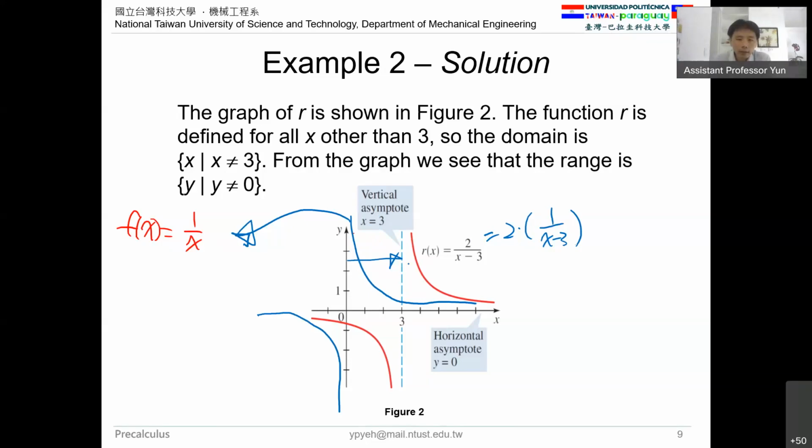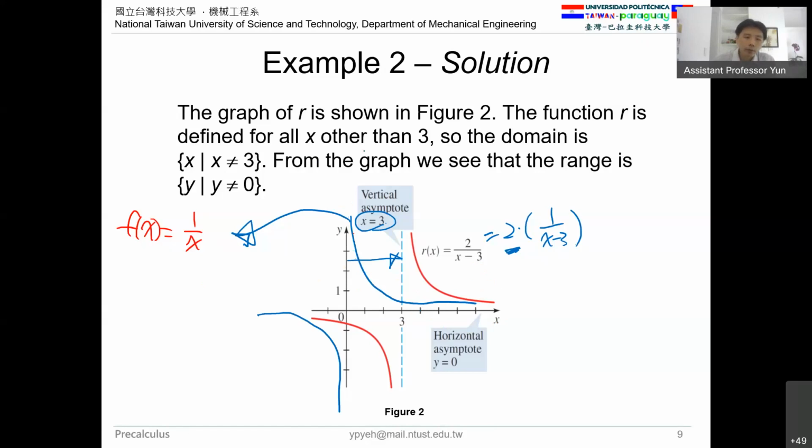So we can see the vertical asymptote will be at x equal to 3. Okay. And then you can see the graph of 1 divided by x minus 3. So it looks similar to this. The graph of the rational function, which is 2 times f of x, 1 divided by x here in this case. So you can see a little bit of stretching of this graph.